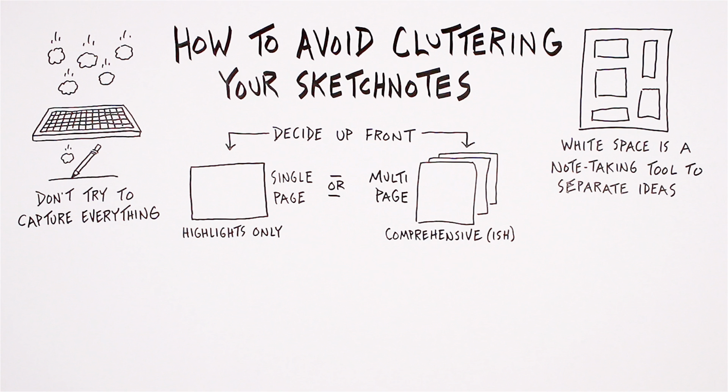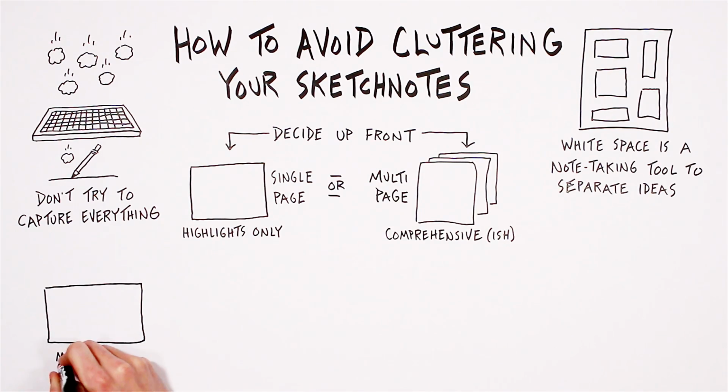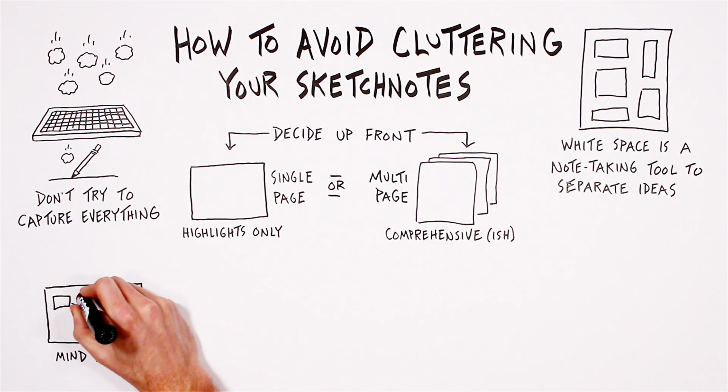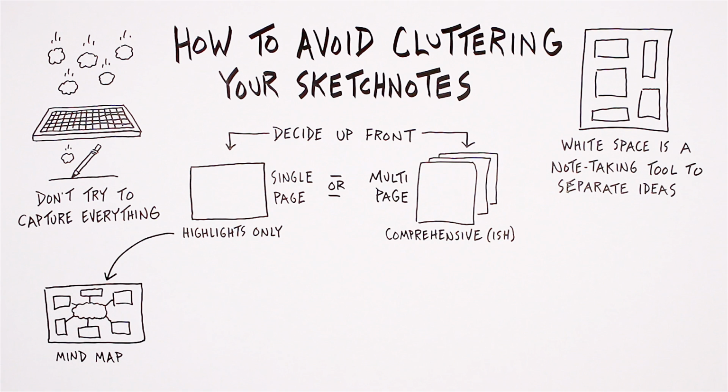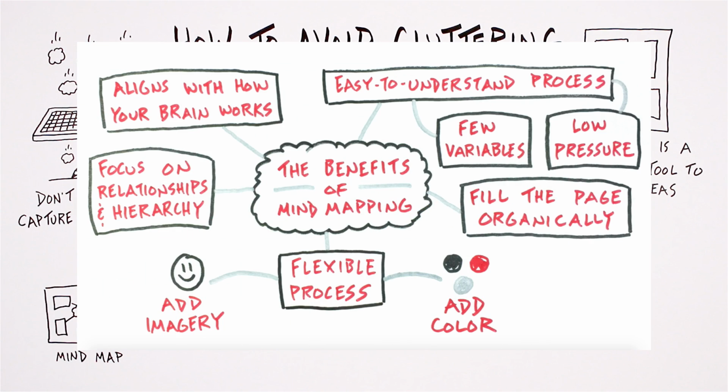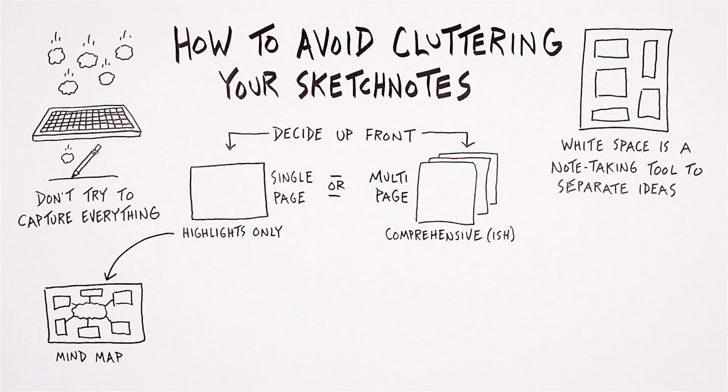From there, let's dig a layer deeper and look at some specific note-taking processes that are well-suited to each. If you're going with the single-page approach, you might try using a mind map as your note-taking structure. I've got a whole other video that explores what the combination of mind mapping and sketchnoting might look like, but this general approach of posing a question or a topic in the center of the page and then capturing some details as you move radially outward from there, connecting ideas with lines, that's a great way to capture a set of ideas on a single page.